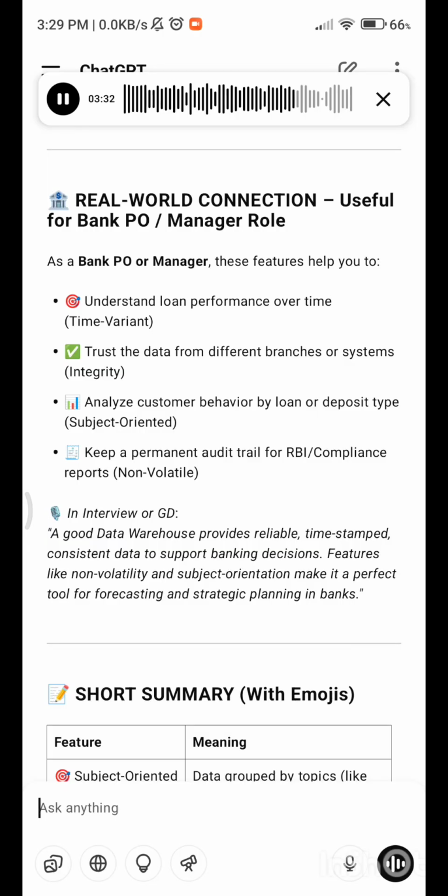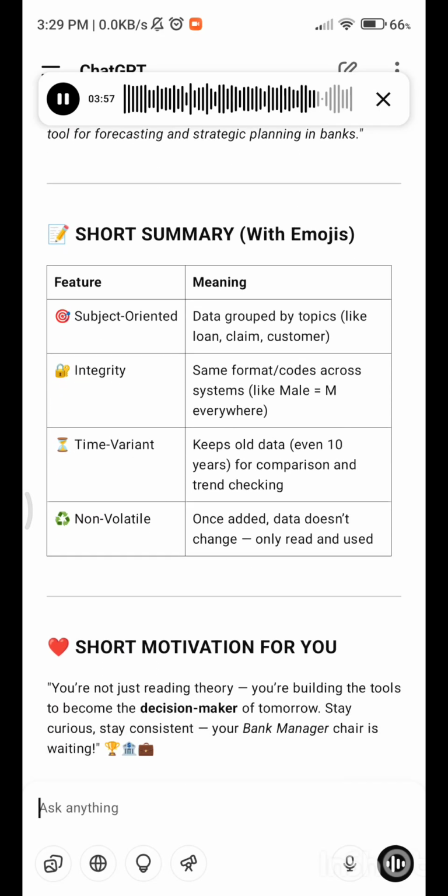Integrity, analyze customer behavior by loan or deposit type. Subject-oriented, keep a permanent audit trail for RBI compliance reports. Non-volatile. In interview or GD, a good data warehouse provides reliable, time-stamped, consistent data to support banking decisions. Features like non-volatility and subject orientation make it a perfect tool for forecasting and strategic planning in banks.